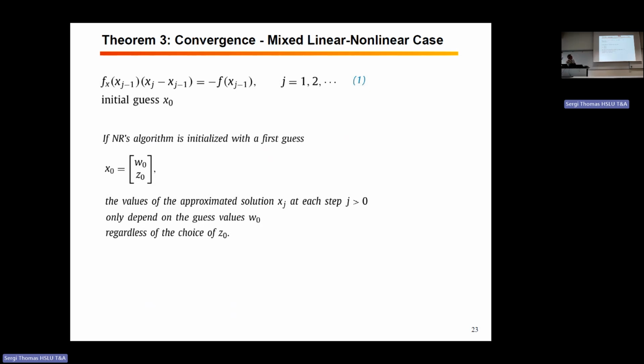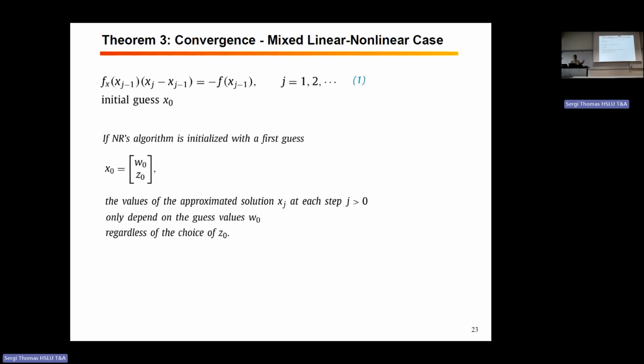It turns out that if you have these unknowns which are in part nonlinear and in part linear, it can be very easily shown that the values of the iterations at each step from the first one to the next one do not depend on the initial guess of the linear variables. You can put whatever value you want as an initial guess for the linear variables, and after one step, you always get to the same point.